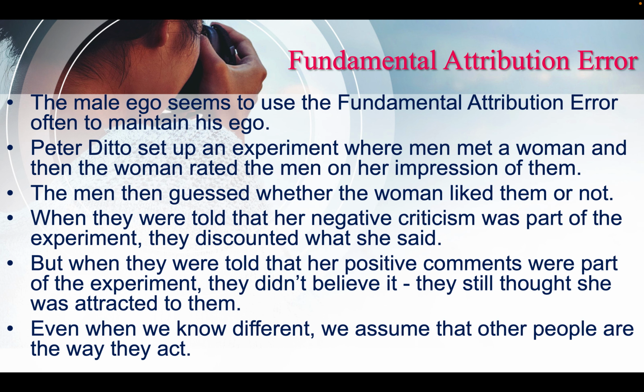The male ego seems to use the fundamental attribution error often to maintain his ego. Peter Ditto set up an experiment where men met a woman and then the woman rated the men on her impression of them. The men then guessed whether the woman liked them or not. When they were told that her negative criticism was part of the experiment, they discounted what she said. But when they were told that her positive comments were part of the experiment, they didn't believe it. They still thought she was attracted to them. Even when we know different, we assume that other people are the way that they act.